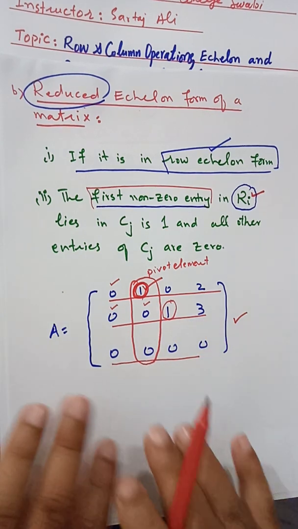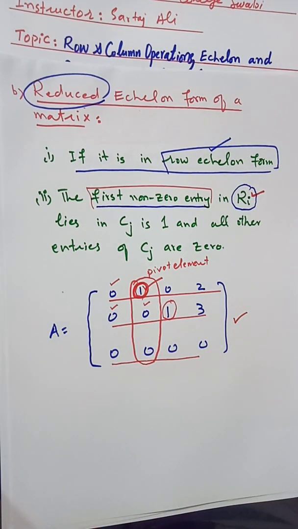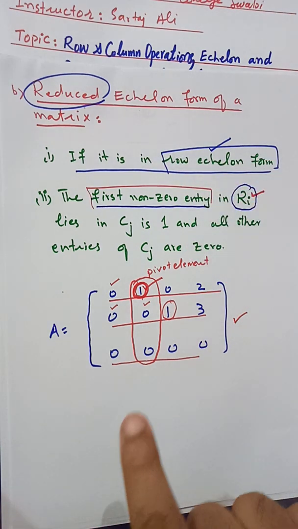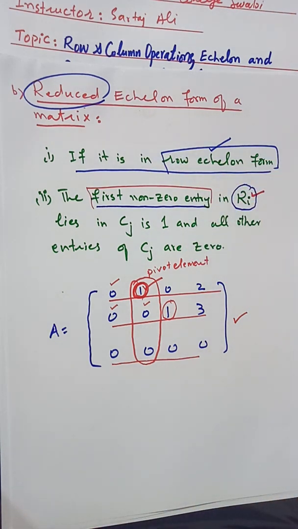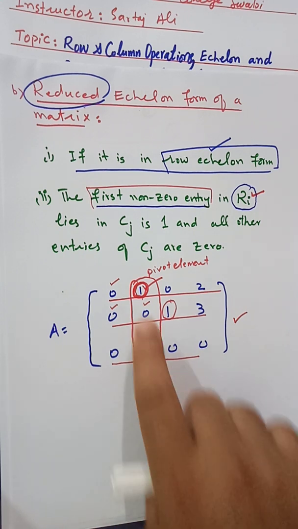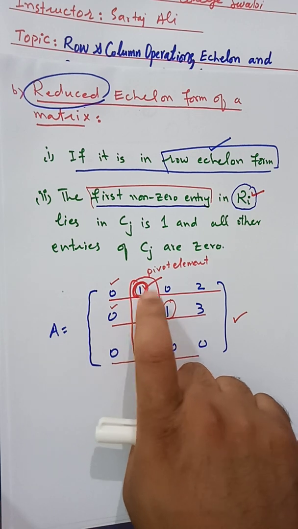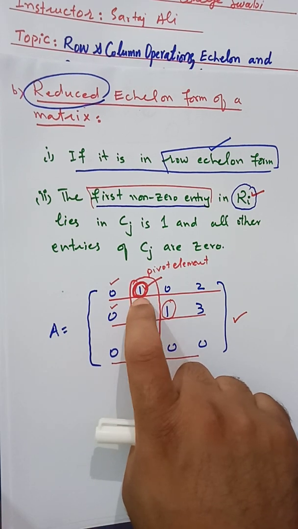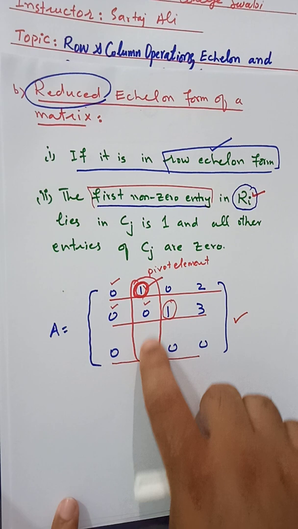Now this must be true for every non-zero row. It means that if a matrix is in echelon form, the second condition for the reduced echelon form says that the first non-zero entry of every non-zero row must be 1. So you see that this is 1, and in the column in which that 1 lies, the rest of the elements must be 0.